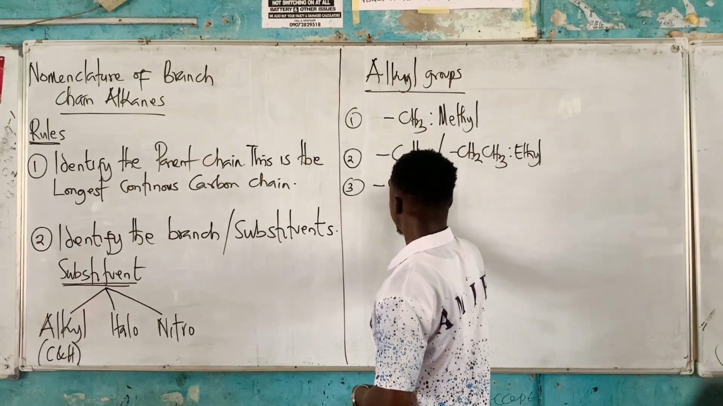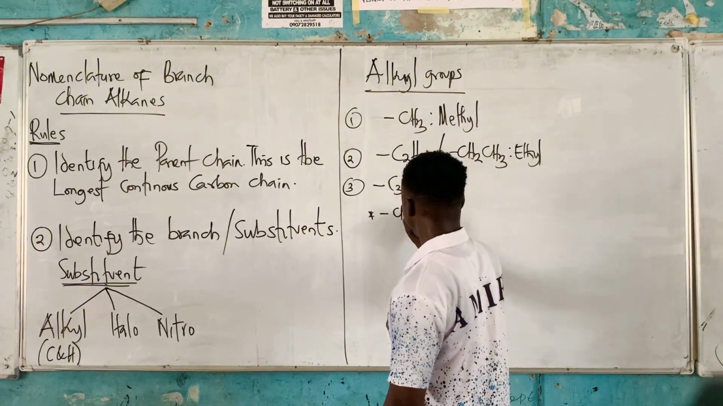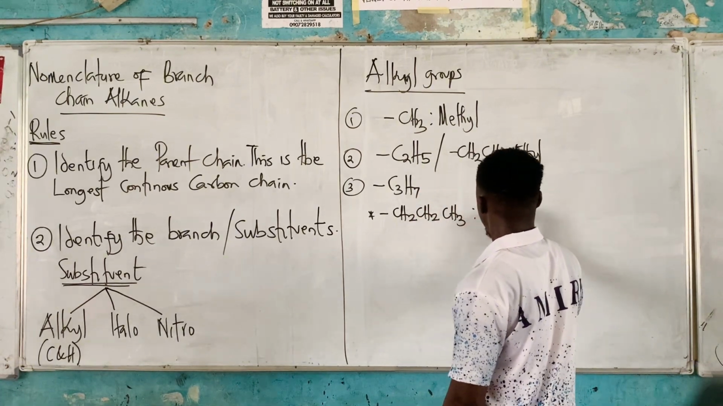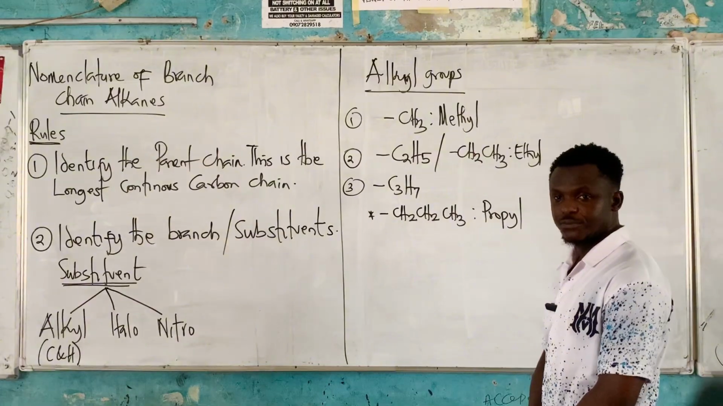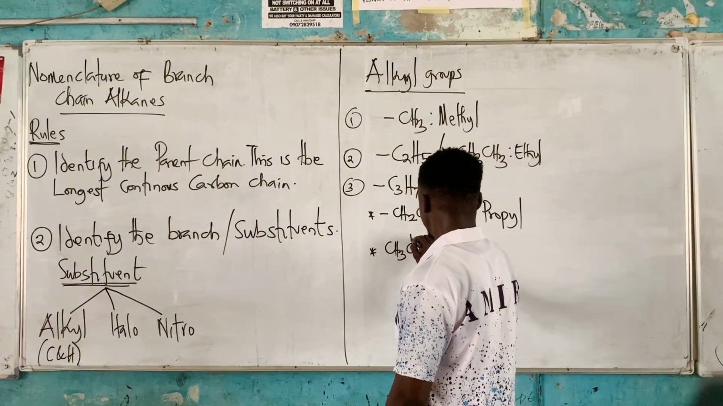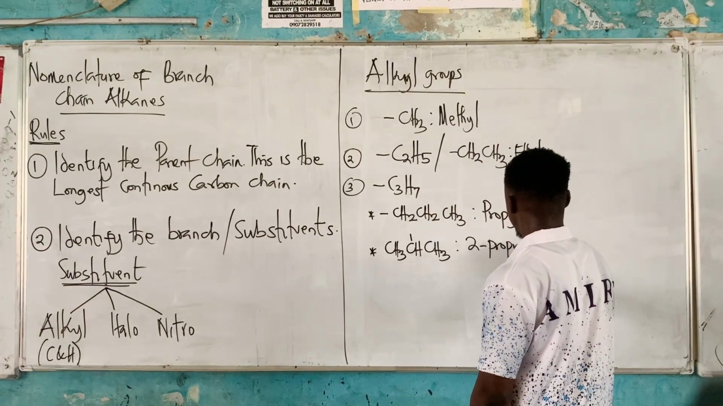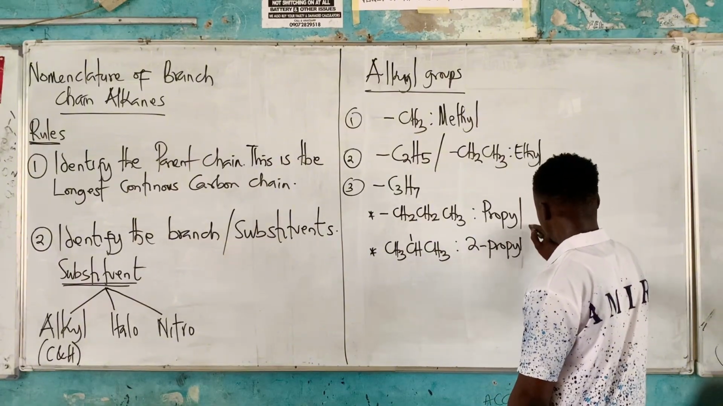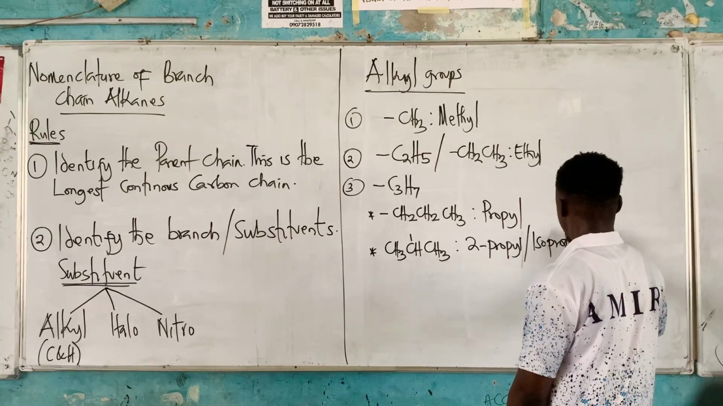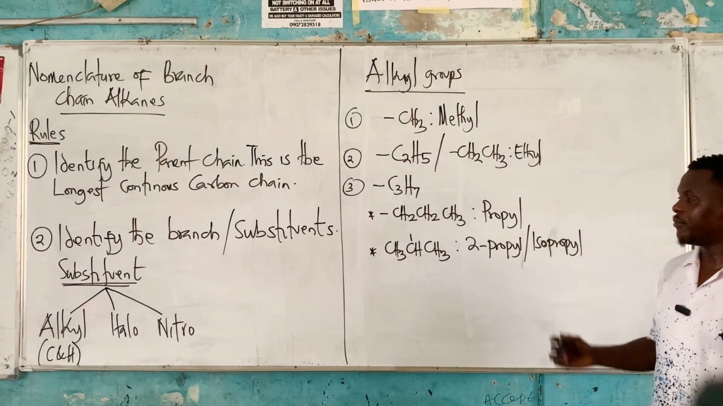We have C3H7. Now this guy can either be CH2, CH2, CH3, which we're going to call propyl, or it can be CH3, which you can call 2-propyl, or isopropyl. Now, I'm going to be explaining why.